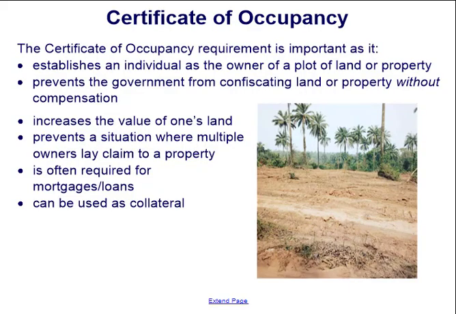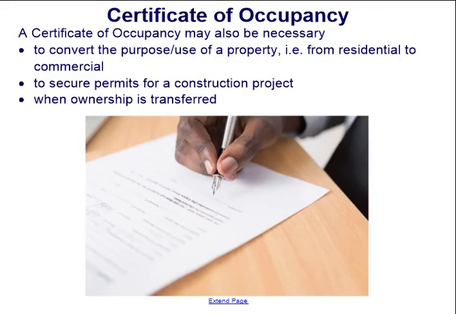The certificate of occupancy requirement is important as it establishes an individual as the owner of a plot of land or property, prevents the government from confiscating land or property without compensation, increases the value of one's land, prevents a situation where multiple owners lay claim to a property, is often required for mortgages and loans, and can be used as collateral. A certificate of occupancy may also be necessary to convert the purpose or use of a property, for example, from residential to commercial, to secure permits for a construction project, or when ownership is transferred.